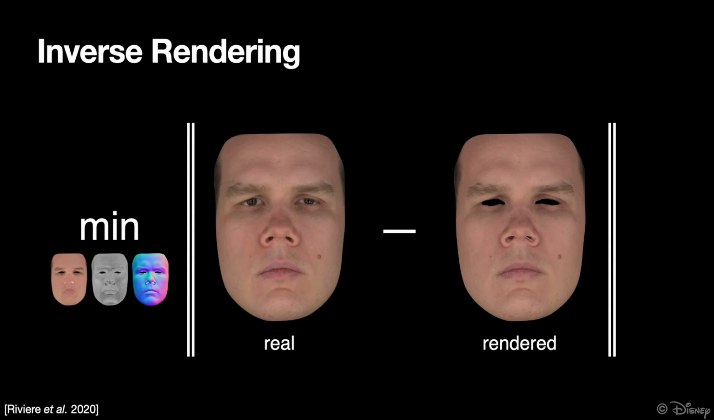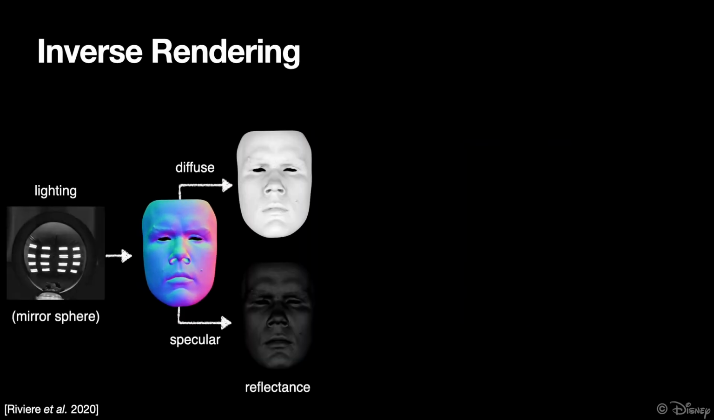Appearance capture is often formulated as an inverse rendering problem, in which the appearance maps are iteratively optimized and the face is rendered repeatedly until the result closely matches the real face seen by each camera. This optimization is done by simulating light transport according to predefined models of incoming lighting and skin reflectance.